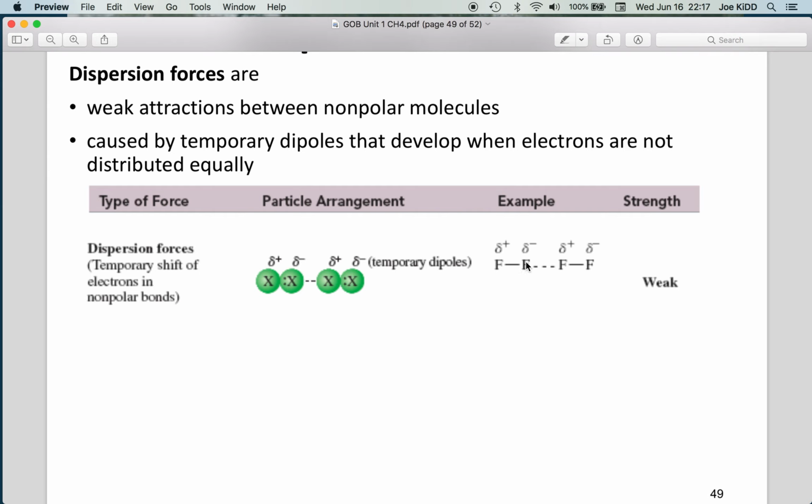If they do that for just that brief instantaneous moment, this would be slightly negative, and this would be slightly positive. And that's exactly what happens. This is constantly moving, and this is why it's the weakest of all the forces, because they're very temporary. They're very instantaneous. They come and they go. And it's this kind of temporary polarity that occurs.